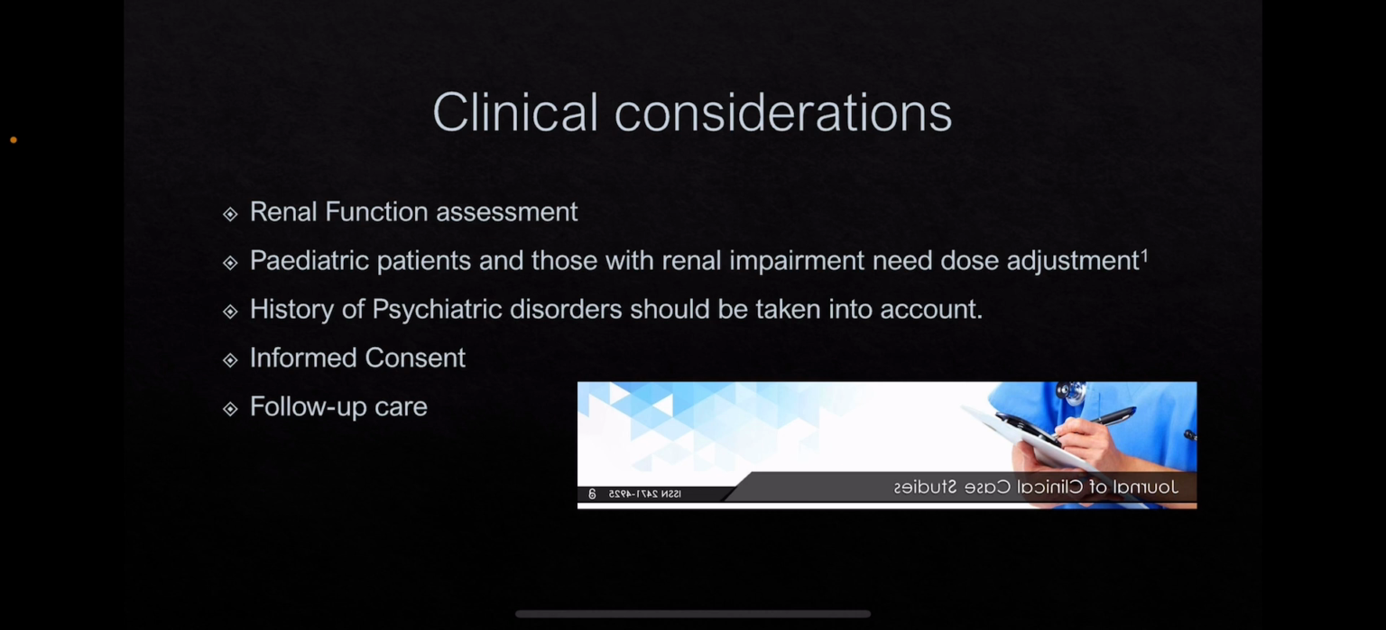Clinical considerations. When using peramivir, assessing renal function is crucial, particularly for pediatric patients and individuals with renal impairment, as dose adjustments may be necessary to prevent toxicity. A thorough history of psychiatric disorders should also be considered due to potential for neuropsychiatric side effects. Informed consent is essential. Patients must be fully educated about the treatment benefits and risks before administration. Additionally, follow-up care is important to monitor for any adverse effects and ensure the patient's recovery process is on track.